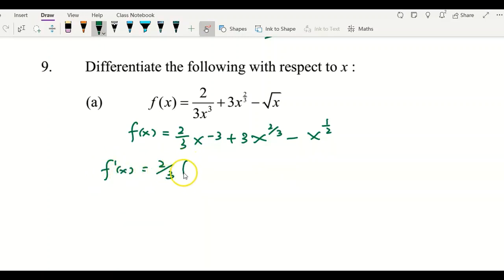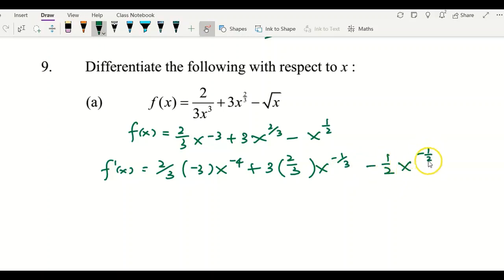The 2 over 3, you copy it down. Bring the negative 3 to the front. And the power of negative 3 minus 1, you get negative 4. Coefficient again, copy down and bring the 2 over 3 to the front. Power of 2 over 3 minus 1, you will have a negative 1 over 3, minus 1 over 2 x power of negative 1 over 2. So basically you have done the differentiation. Now just need to simplify.